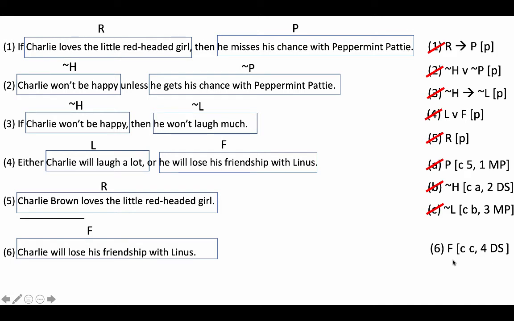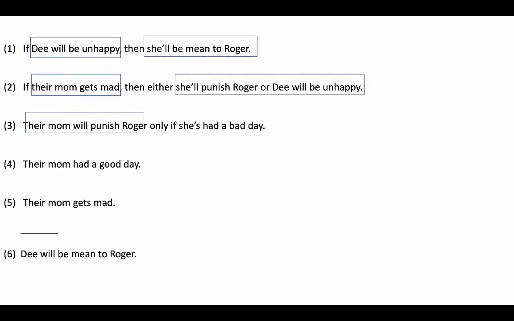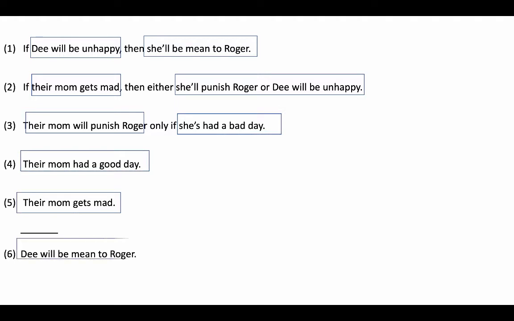Okay, let's move on to the next problem. So I go through and I do the same thing. I find all my propositions, and then I give them letters. I'm going to give D will be happy D, she'll be mean to Roger R, and so on. The key thing is that I always give the same proposition the same letters. So D will be happy here gets D. That means D will be unhappy gets D here. That means D will be unhappy also gets D here.